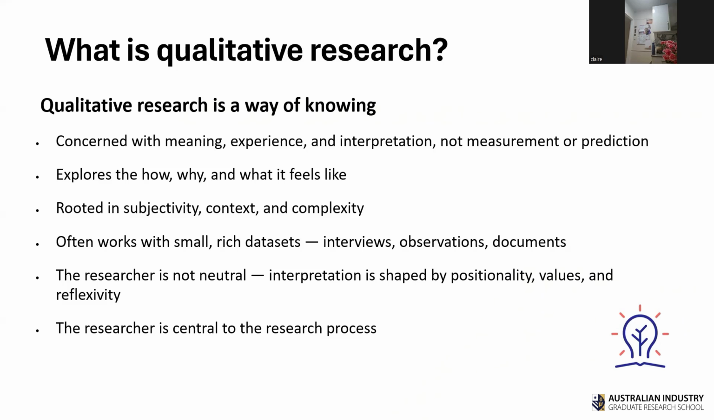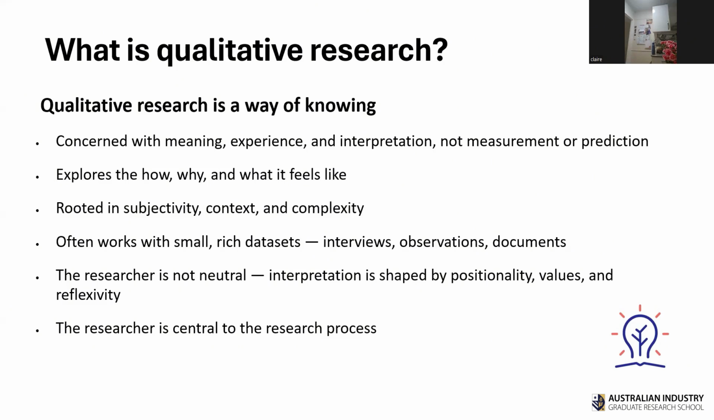Again, recognizing that the researcher is not neutral. While within a quantitative paradigm we're aiming for objectivity, within a qualitative paradigm we recognize the researcher is not neutral. We recognize interpretation is key to the process of being a qualitative researcher. Our interpretation is shaped by our positionality and by our values, and therefore we need to engage in reflexive practice. But the key point here is recognizing that within a qualitative paradigm, the researcher is central to the research process.